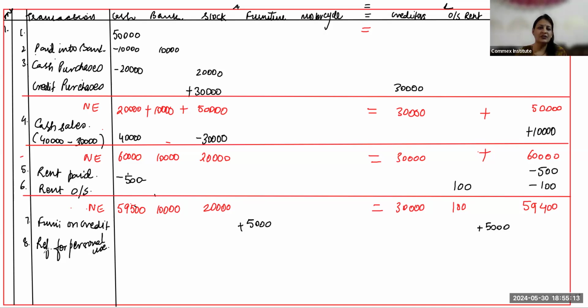So it is drawings. This refrigerator won't be shown in my books. So 5,000 will be deducted from the cash and 5,000 will be deducted from the capital for these drawings. So under 8, you can of course put it as drawings. In the bracket, you can write personal drawings. Now the time for the new equation.